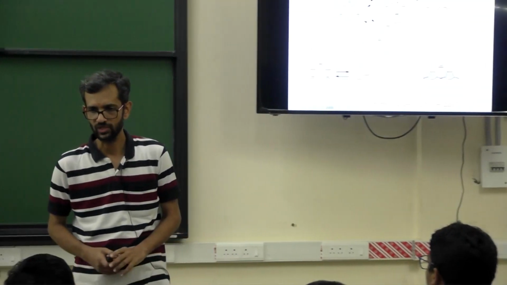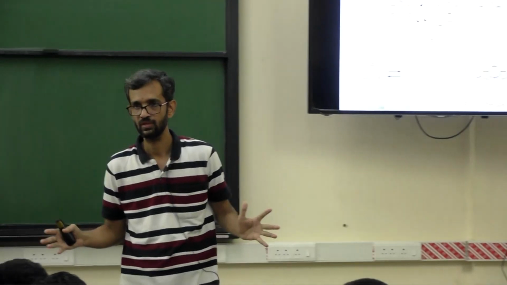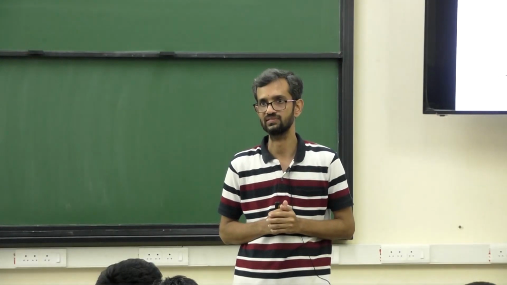Why do we not want to do that? Sulfur. We need only 6 pi electrons to undergo electrocyclization, and that's already there. 2 pi electrons are there in this thiophene, 2 pi electrons are there in this thiophene, 2 pi electrons are there here. So 6 pi electrons are fulfilled. It can undergo electrocyclization as such.